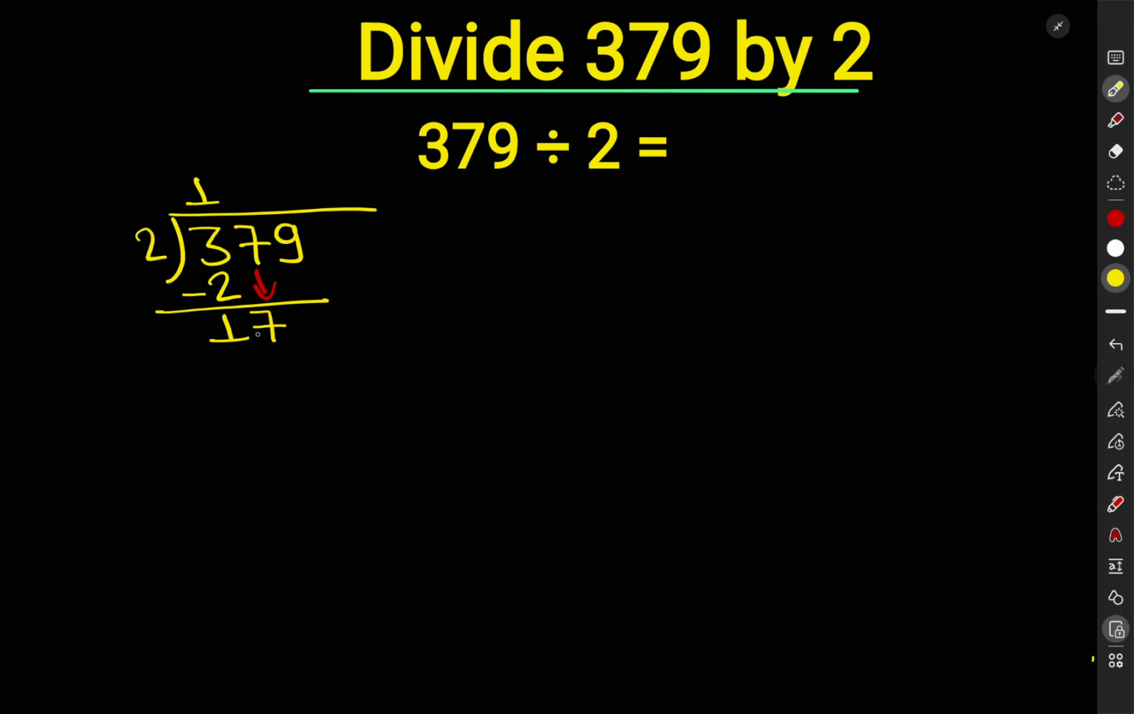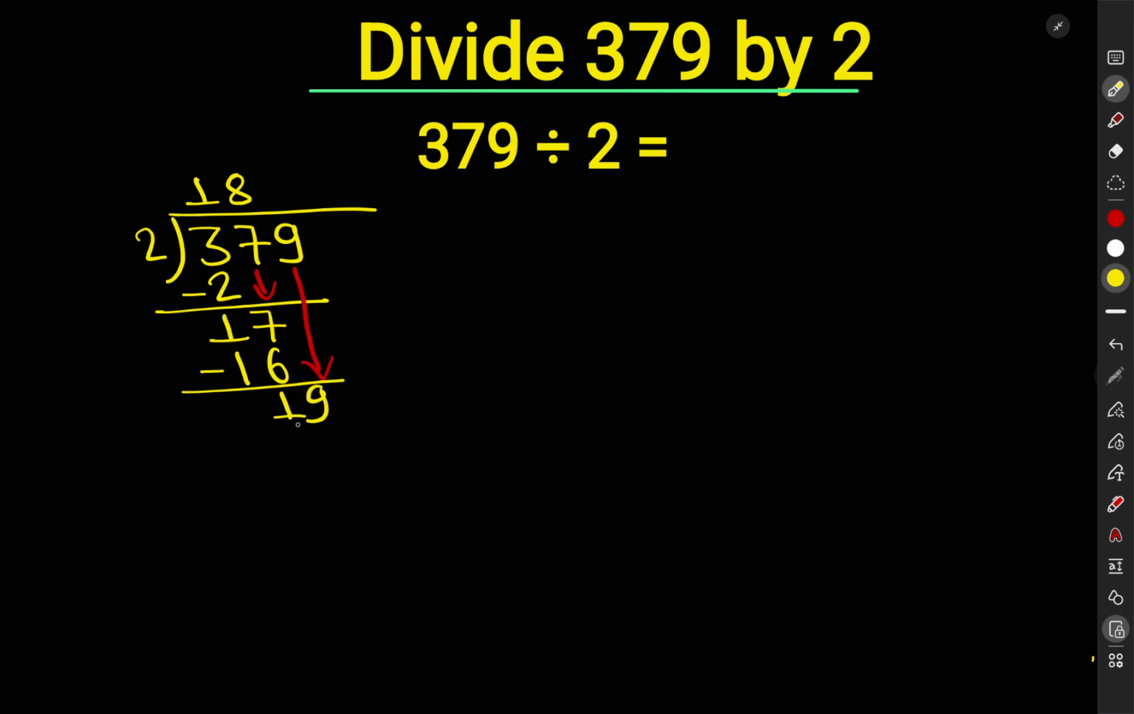So now it is 17 and 2 times 8 means 16. On subtracting we get 1. So now again we put down the number 9.